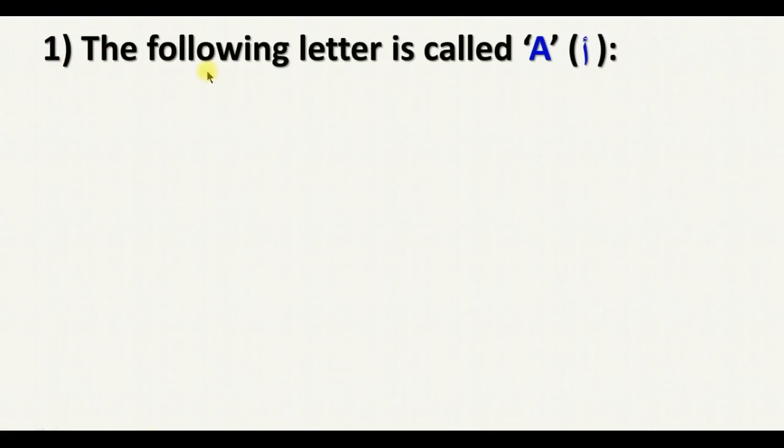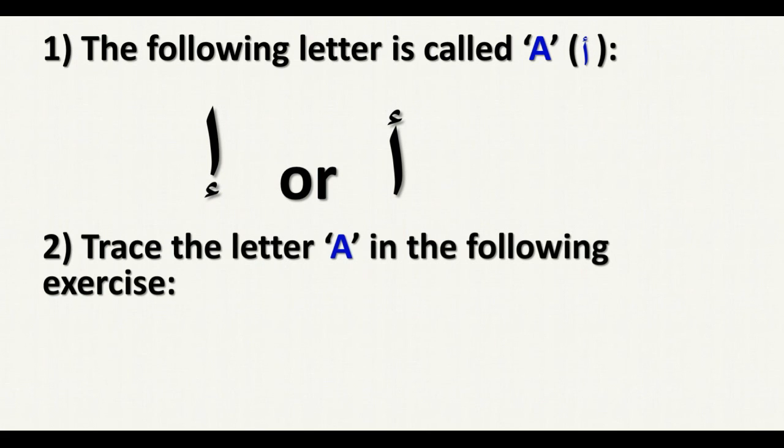For number 1, the following letter is called A. Here you will notice a long vertical line with a little symbol placed above it. That symbol resembles the reverse of the number 2 in English. Or it is the long vertical line, but the symbol is placed at the bottom. Later you will know when to place the symbol at the top or when it should go to the bottom. This is letter A.